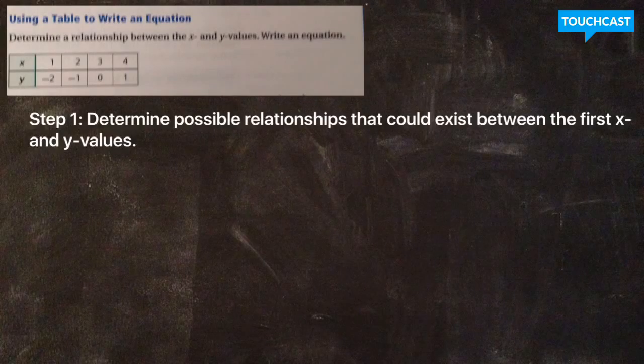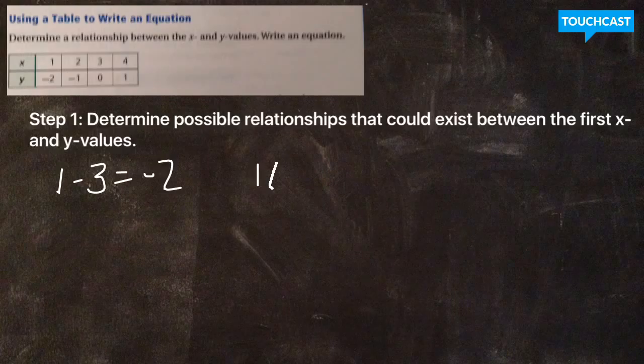So what we need to do is ask ourselves, how can we get from a +1 to a -2? Well, one way we could do that is by subtracting 3 from 1. So that's one possible relationship. Or we can multiply the x by -2. So we can go 1 times -2, which would also give us a -2. So either of those could work and do work for the first set of numbers.